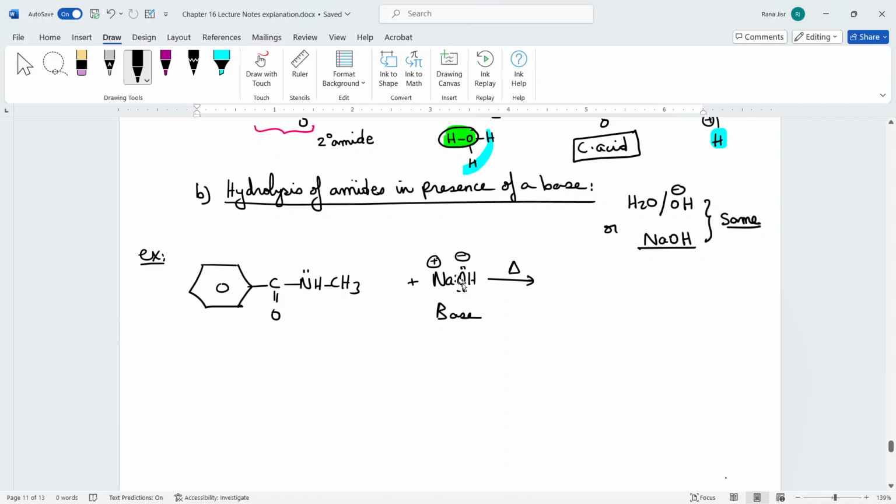Now, when I see an OH in there, this means that this is a basic medium. So my product that I'm going to form has to be a base. So what I'm going to do over here is that I'm going to break the carbonyl, the CN bond. This is the amide bond in there. So whatever part is left over here, I'm just going to move it to the side.